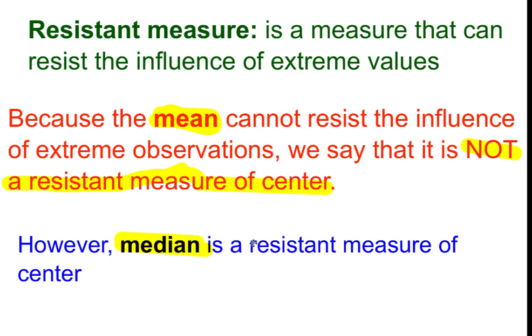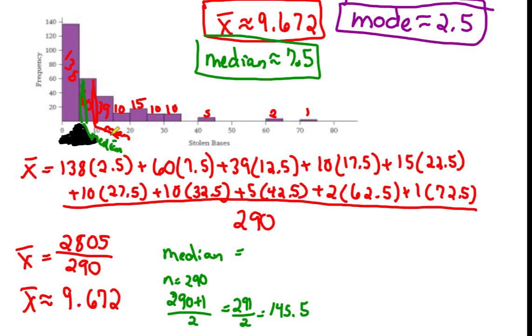The fact that the median is a resistant measure of center is the reason when we have a skewed data set, we always use the median to represent the measure of center, because it's not influenced by these outlier values that the mean is heading toward.